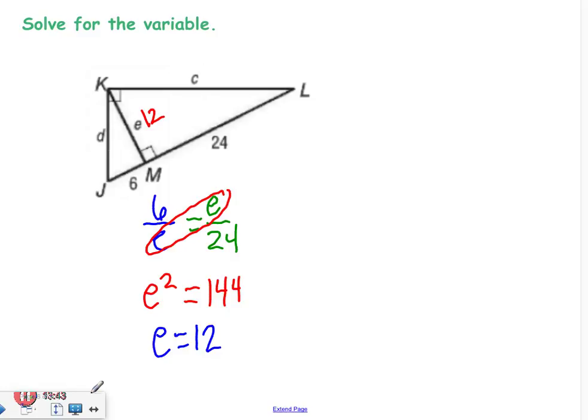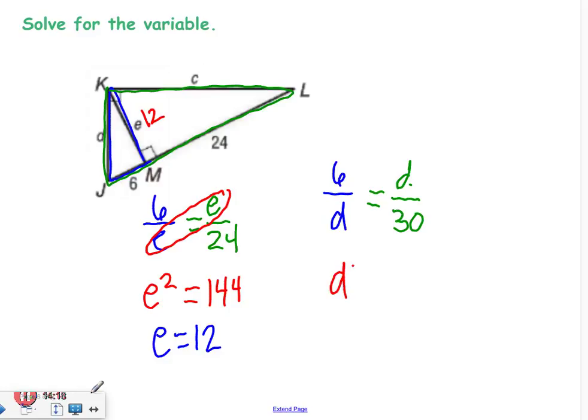6 over D, D over 30. Gabe said 6 over D, so he went short over hypotenuse is equal to, and then he used the big triangle. What's your short leg on your big triangle? D. So far so good. I have D and D. And what's my hypotenuse length? 24. Close. 30. Yep, so this looks good. We'll get D squared. 6 times 30 is 180.